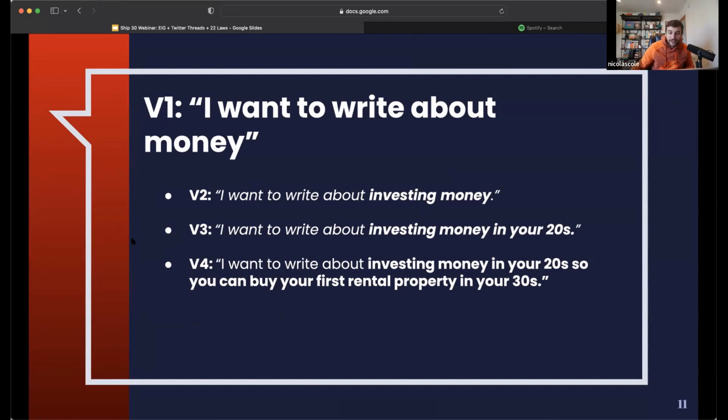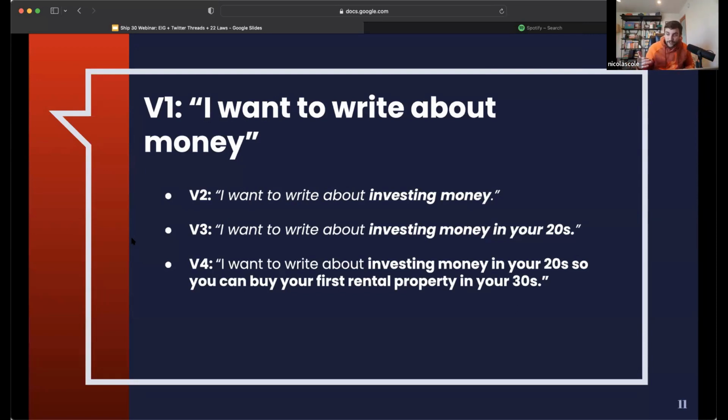Okay, let's get more specific. I want to write about investing money in your 20s. Okay, that's very different than investing money in your 50s, right? That's very different than investing your family's money when you find out your great grandfather leaves you billions of dollars in inheritance, right? These are all very different problems, right?